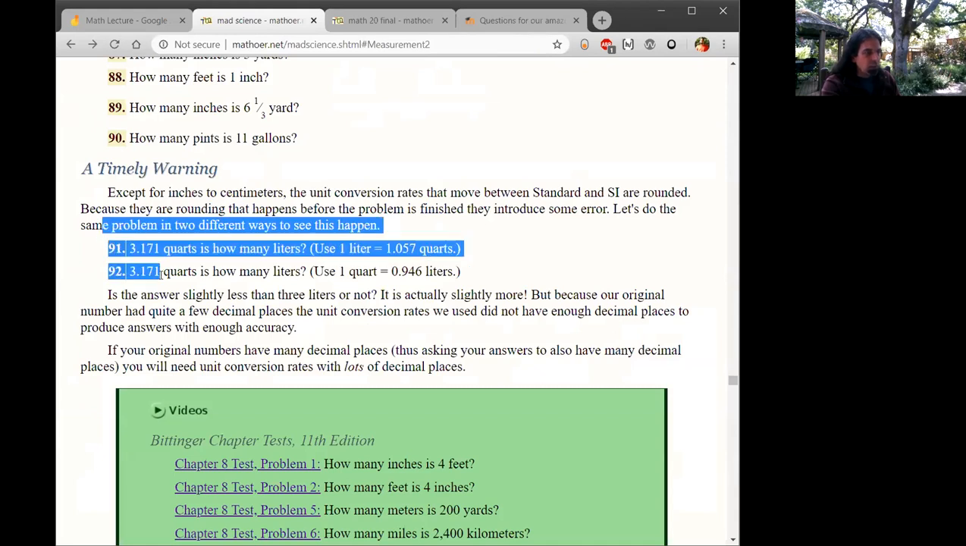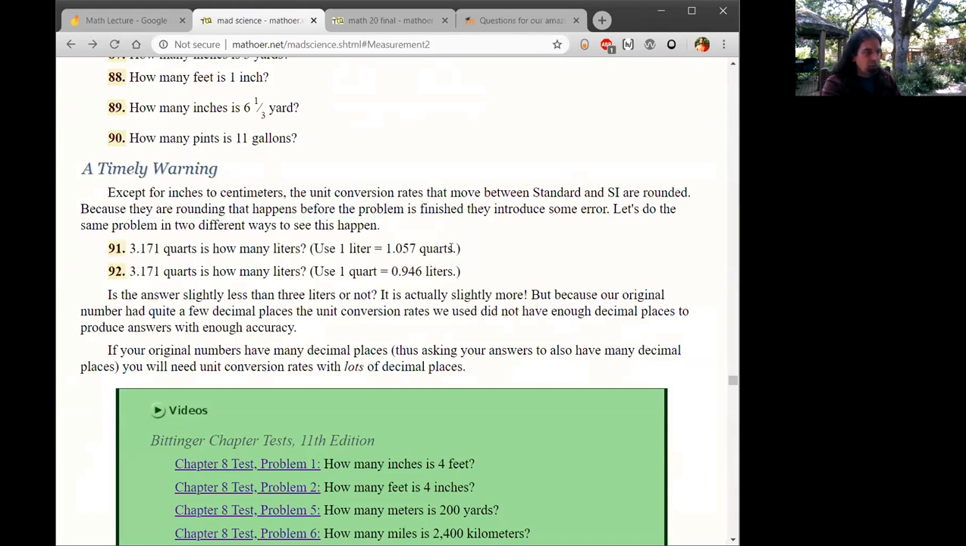So the point of 91 and 92 is here's two different things you might see in a book or on the internet. A liter is 1.057 quarts, or a quart is 0.946 liters. Those are both things that to 3 decimal places are true, but they are both rounding slightly. And depending on which one you use, you will get a slightly different answer to the same problem.